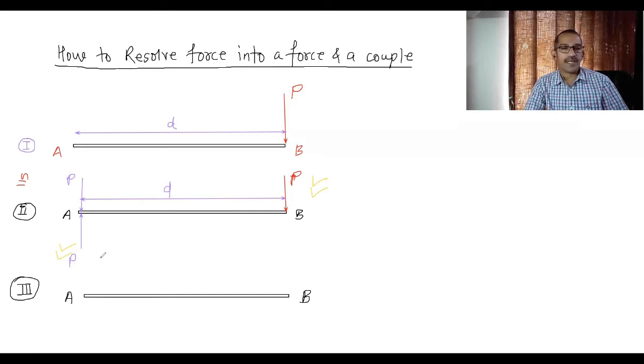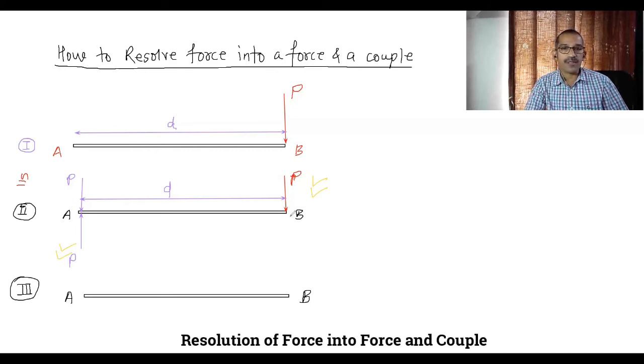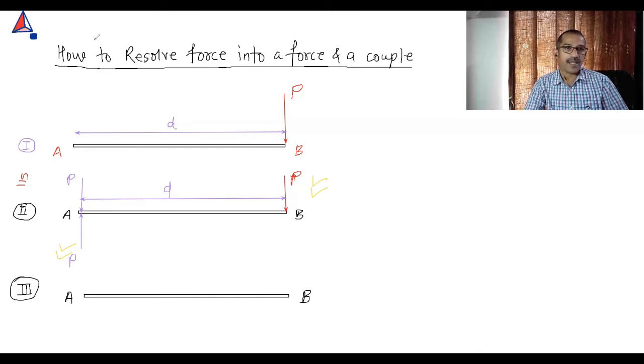A force P is acting at A in the upward direction, and a force is acting in the downward direction at B, right? These two forces are equal in magnitude. They are two in number. They are non-collinear, and they are parallel. Such two forces form a couple. That means this force P downward at B and upward at A, these two constitute a couple.